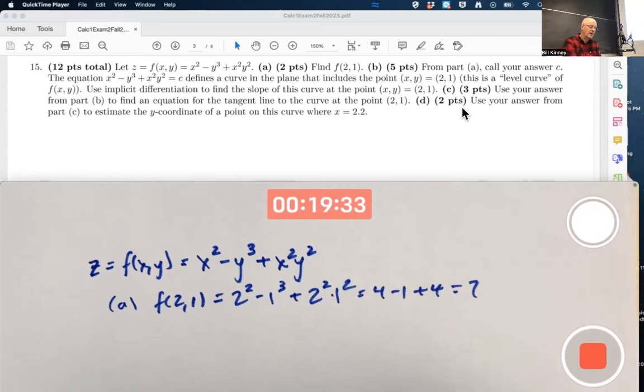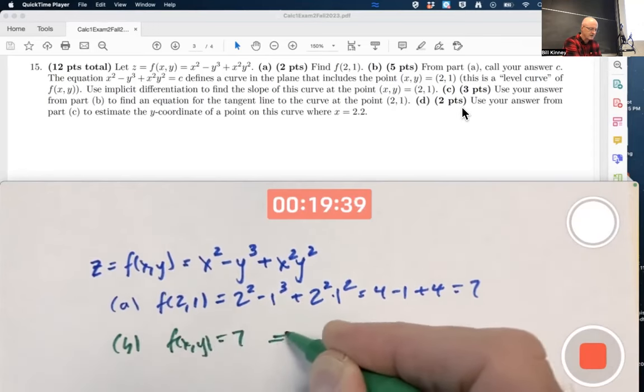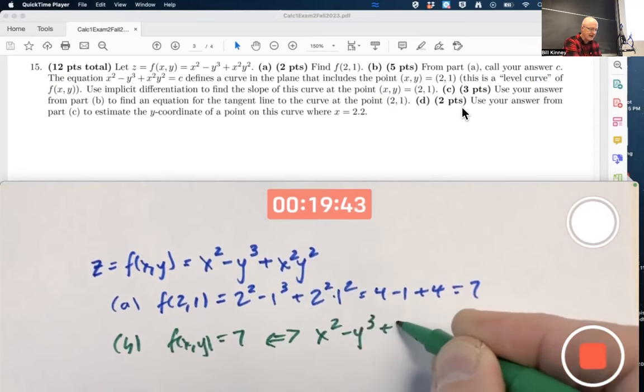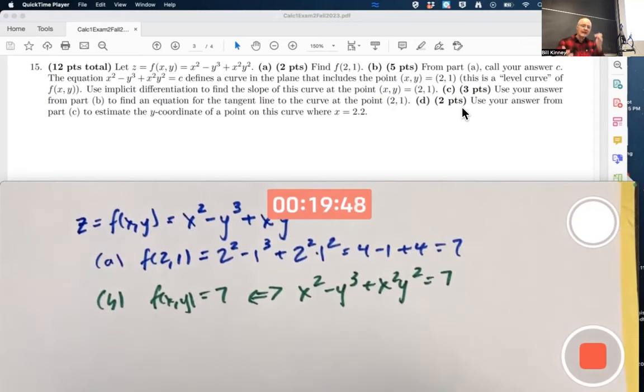Then the resulting equation for part B, f of x,y equals 7, equivalent to saying x squared minus y cubed plus x squared y squared equals 7, is an equation only involving x and y, no z. It does define a curve in the xy plane. Is that always the case? Does it always define a curve, no matter what f of x,y is or what c is?